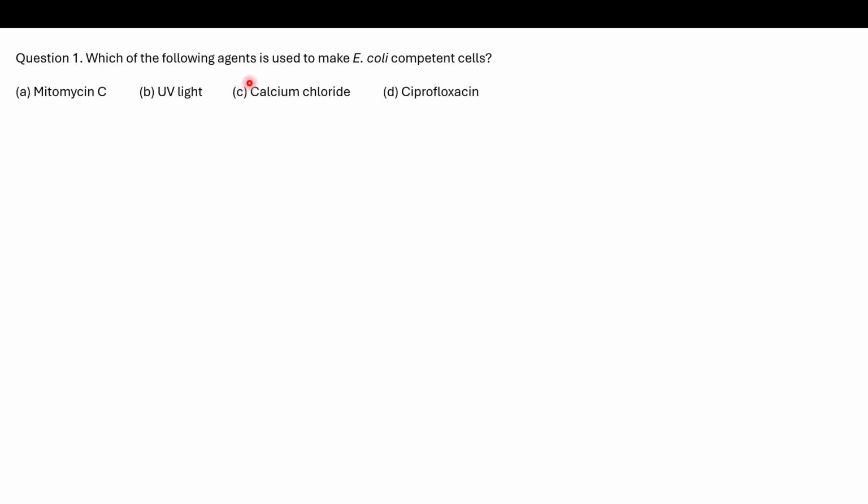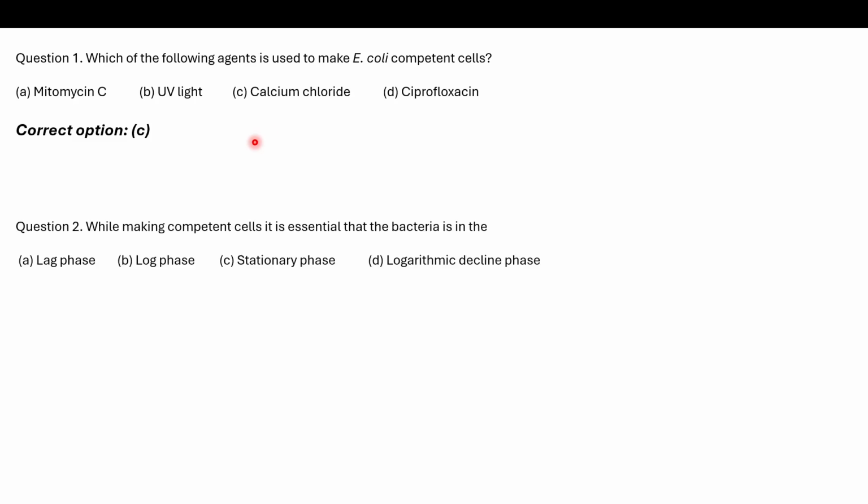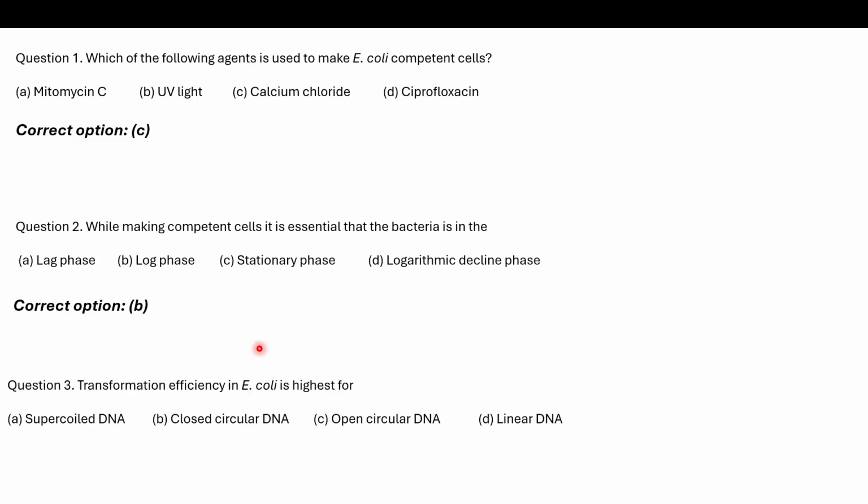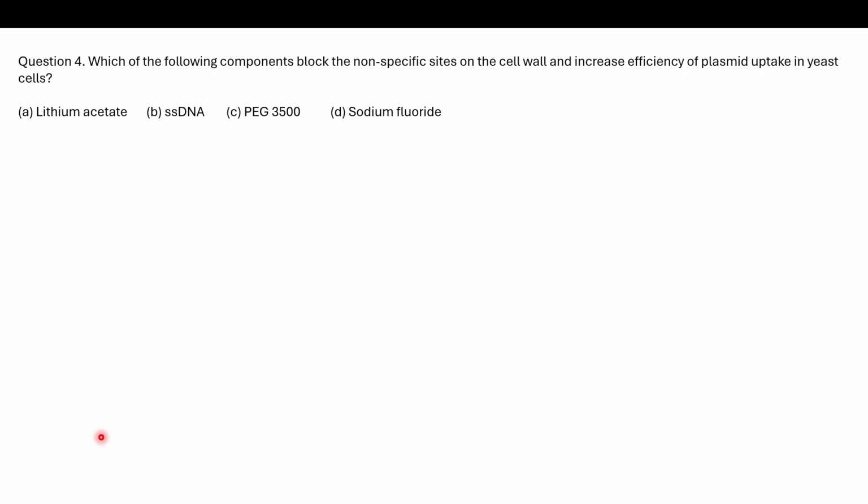Which of the following agents is used to make E. coli competent cells? We looked at it quite in detail, which is option C, calcium chloride. While making competent cells, it is essential that the bacteria is in which particular phase? It is option B, log phase. Transformation efficiency in E. coli is highest for whatever is more compact, that will be more efficient in transforming. So the option will be option A, supercoiled DNA.